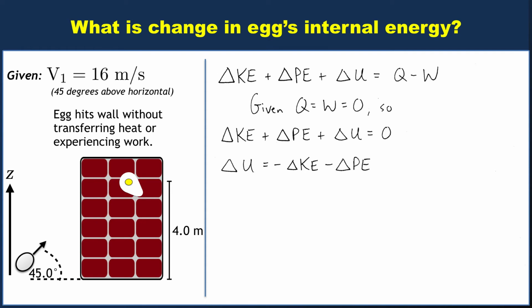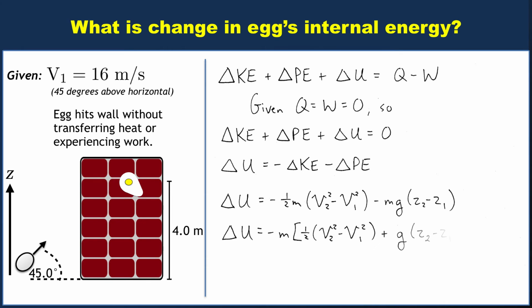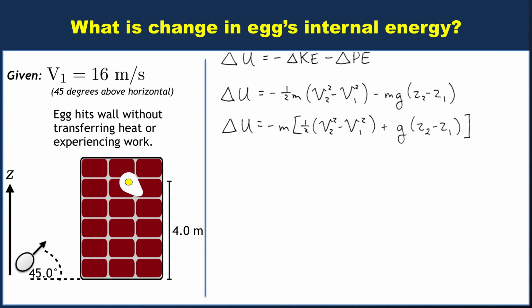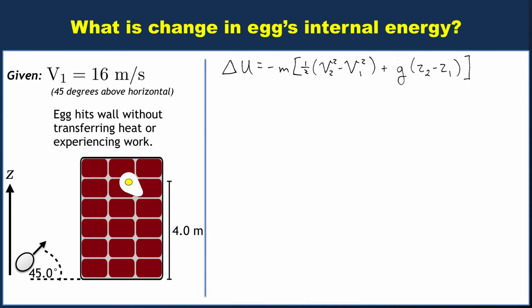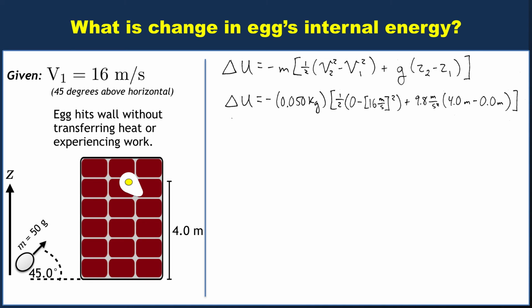We do that and put in the forms for delta KE and delta PE. Now we can pull out a factor of mass, bring this up. You may notice before we insert values that unlike the cases where we have conservation of mechanical energy, the mass does not cancel out. So now we actually need to know that the mass of an egg is 50 grams. So we put in that and all of our other values.